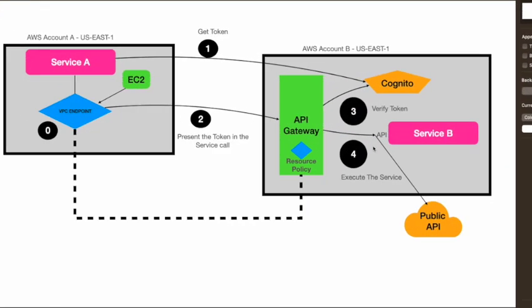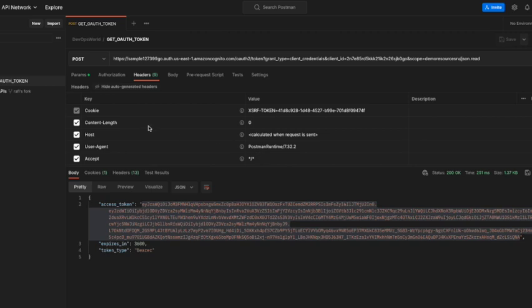We just did this step over here. We got this token. Now we are going to go into this EC2 instance, and we are going to hit this API gateway endpoint, and present that token in our service call, and that should result in a call to the public API that we listed here, right? So that is what we're going to do next.